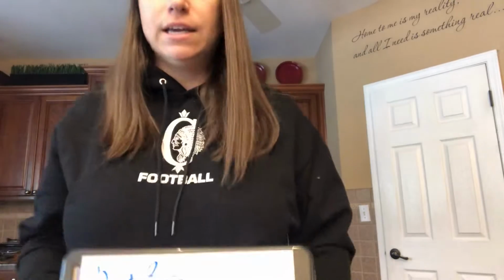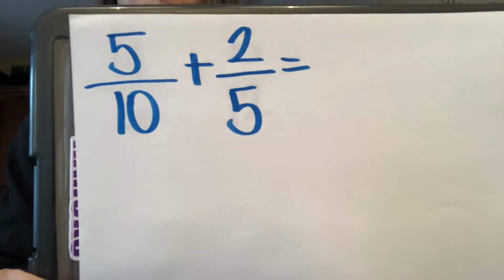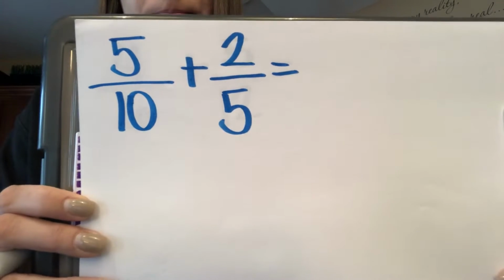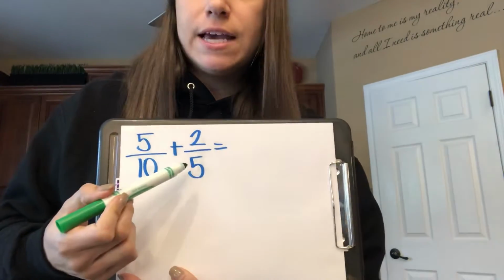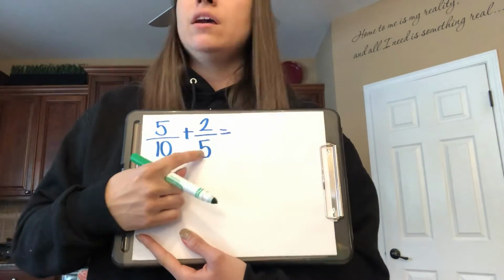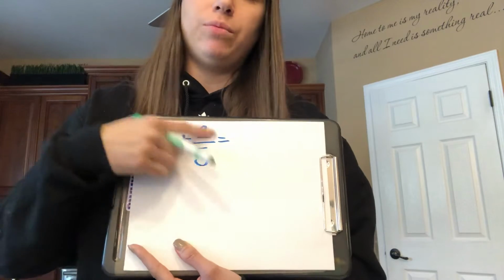Alrighty, moving right along. Here's your next one. Make sure you pause the screen and solve on your own first. Now you're trying to get the hang of it. So 5/10 plus 2/5. All right, so for this one, I'm going to change the 2/5 to be the same as 5/10. So I know that since 10 is going to be a multiple of 5, I'm just going to have to change the 1 here.